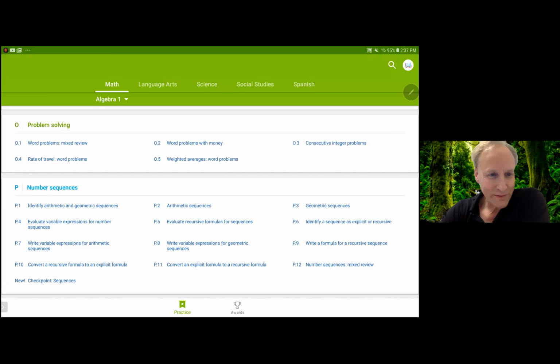Hi, everybody. We're doing P.7, which is write variable expressions for arithmetic sequences.